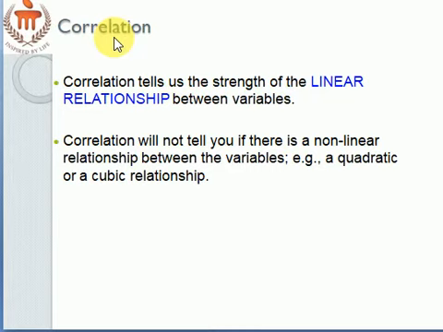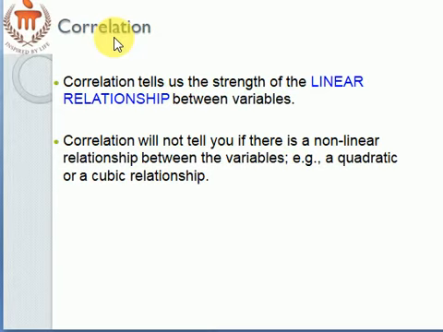The correlation tells us the strength of only linear relationships between the variables. If there is a non-linear relationship, like quadratic equations, or a cubic, hyperbolic or any other relationship, it cannot tell you that, right? So only for linear relationships can you use correlation, right?